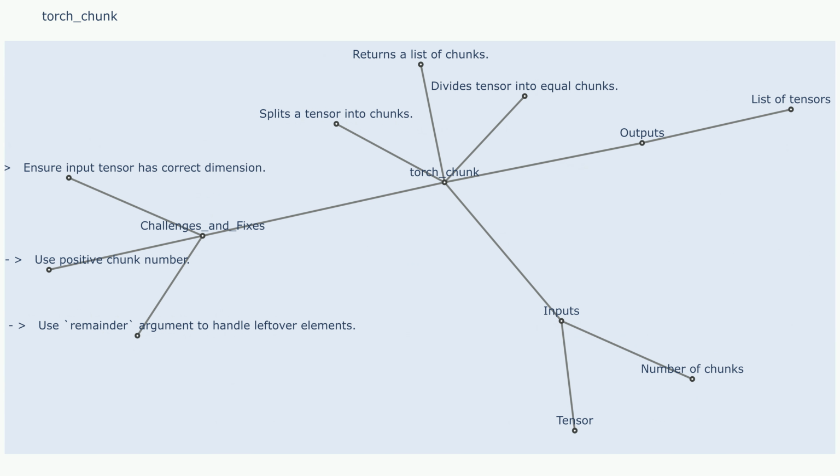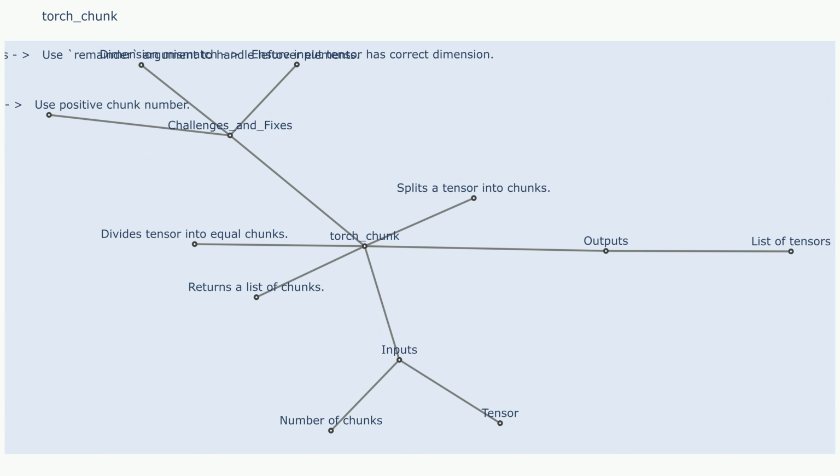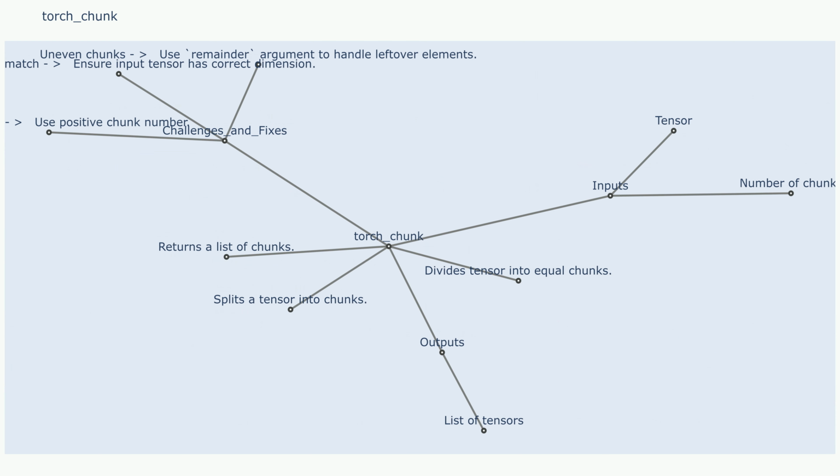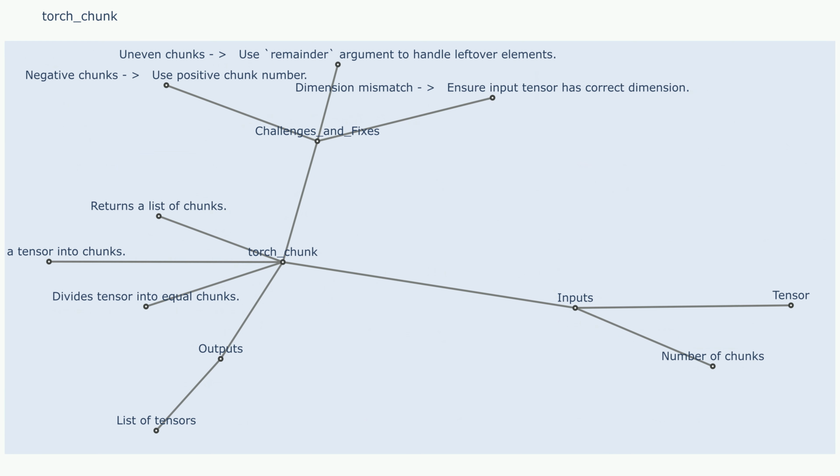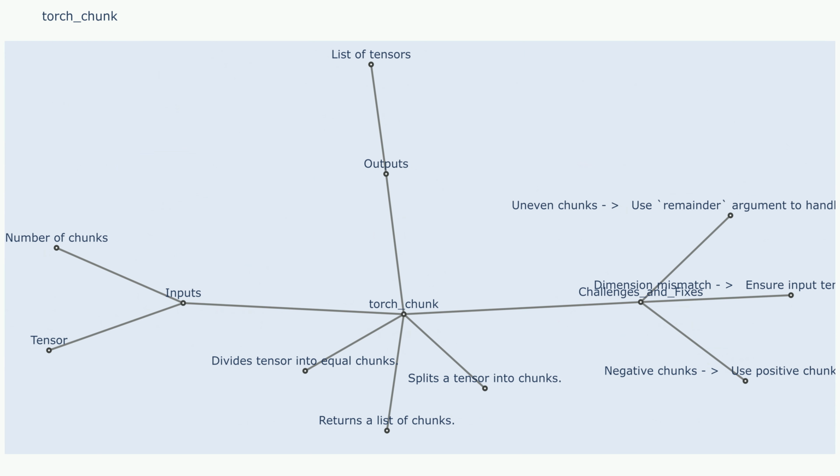Inputs. Input 1: tensor, the input tensor to be split into chunks. Input 2: chunks, an integer specifying the number of chunks to split the tensor into. Outputs. Output 1: a tuple of tensors, each representing a chunk of the input tensor. The number of tensors in the tuple is equal to the chunks argument.